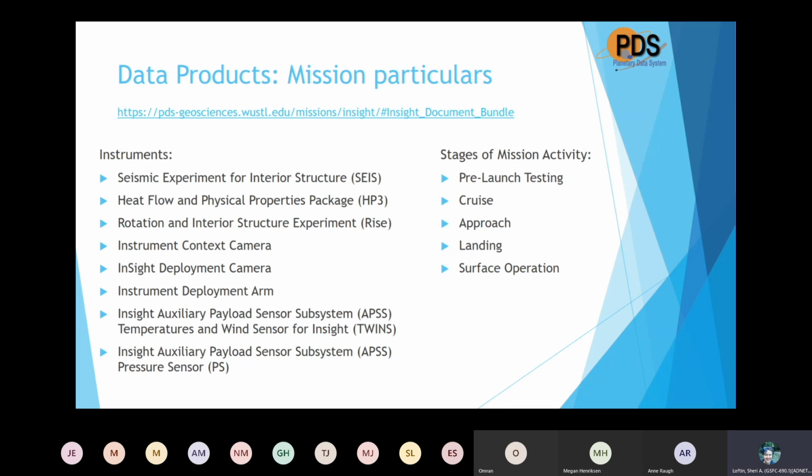All right, so one of the things is choosing how you're going to organize your data and what you're going to archive. What data are you collecting? There are a lot of instruments on InSight, and there are also several stages of mission activity. Now, InSight's a lander. It doesn't have an orbiter, so we don't have the orbits option here. But you've got a lot of options and a lot of files to collect, so you can go a lot of different ways with your organization here.